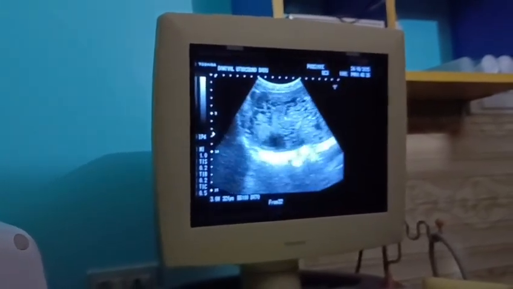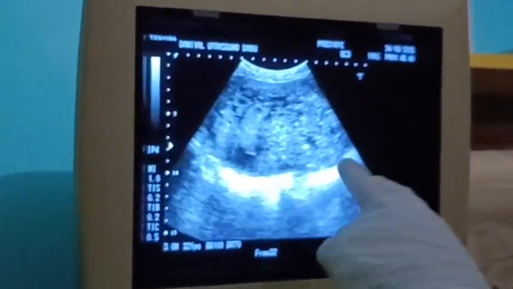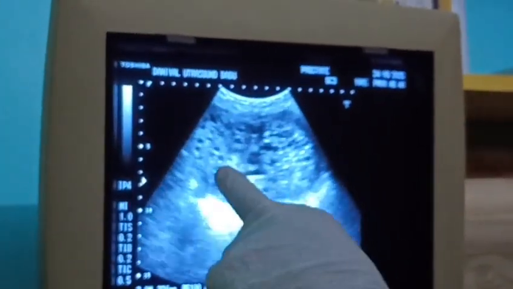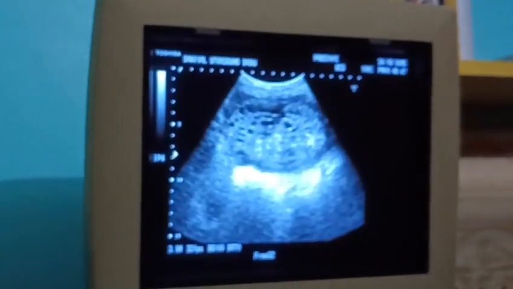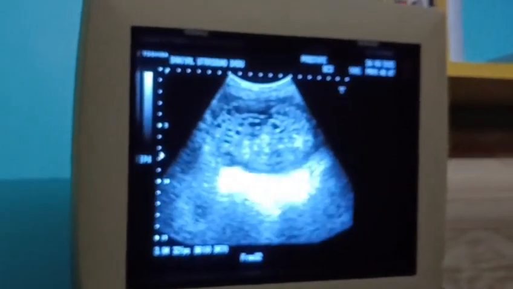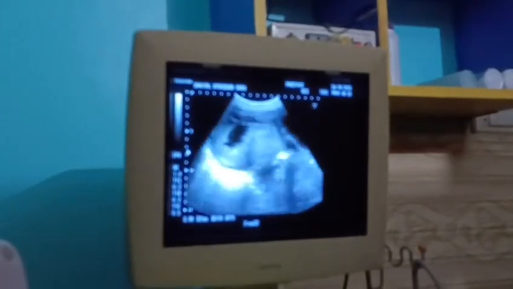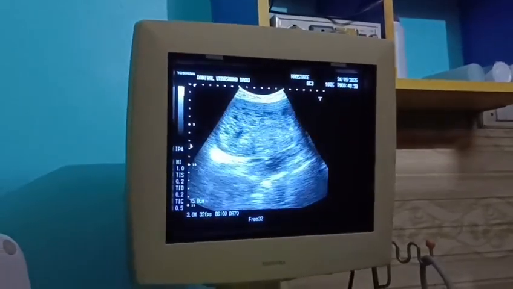Here is the real time ultrasound. Here we see the uterus, which is enlarged, showing these cystic spaces. Now think for a moment, what could it be? Okay, this is a molar pregnancy or hydatidiform mole.